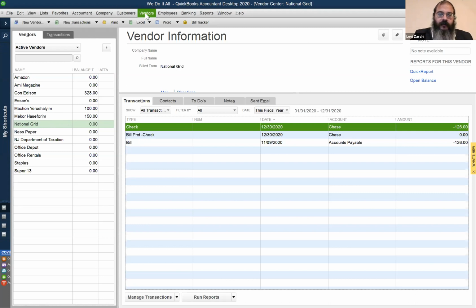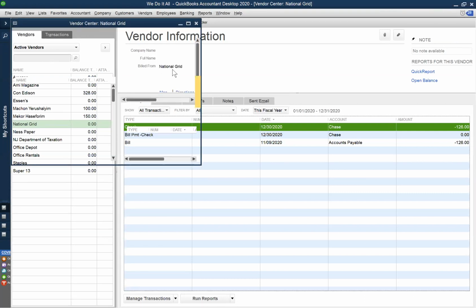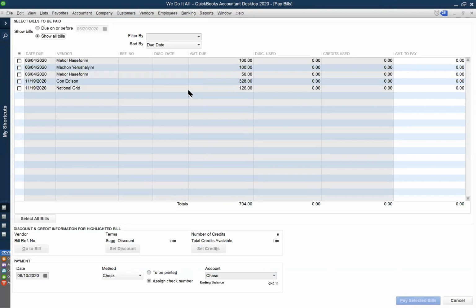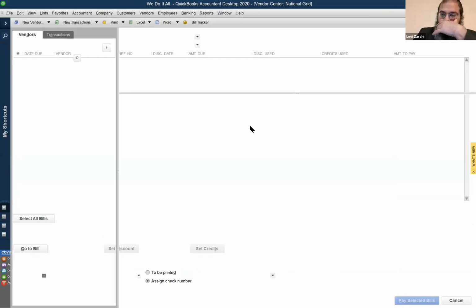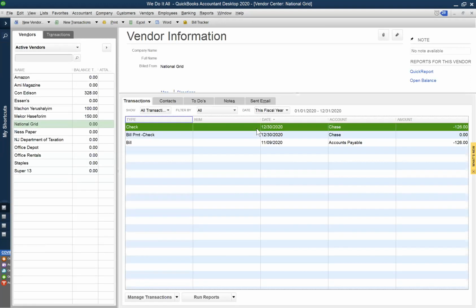You have to go back now. If you made a bill, go to the vendors, pay bills, and watch National Grid show up. Okay, now apply. I pay selected bill. Yeah. No, but do you see on the bottom there's a credit of 126? Do you see that somewhere? Pay total available credit is 126.